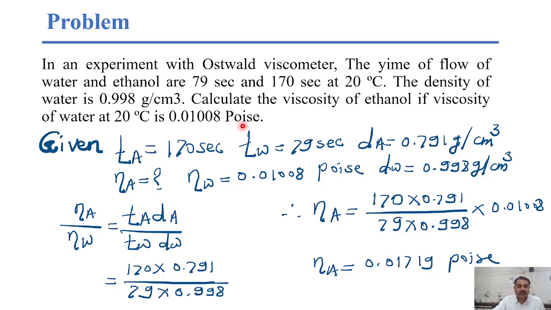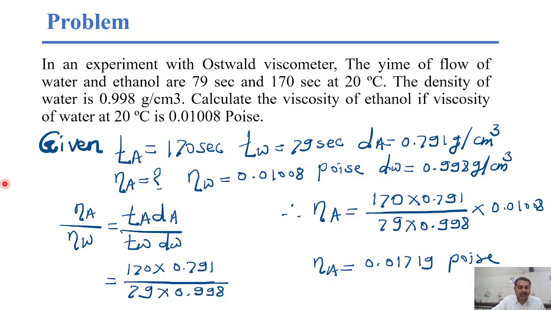0.01008 poise. So we have been given the time of flow of ethanol, Ta, and the time of flow of water, Tw. We have also been given the density of water, 0.998 gram per centimeter cube, and the density of the unknown liquid, dA, which is 0.791 gram per centimeter cube. The viscosity of water, the reference liquid, is given as 0.01008 poise, and we have to determine the viscosity of the unknown liquid, liquid A, ethanol.